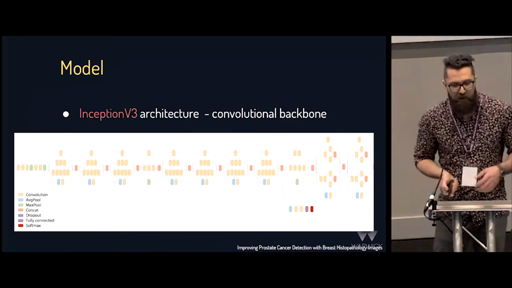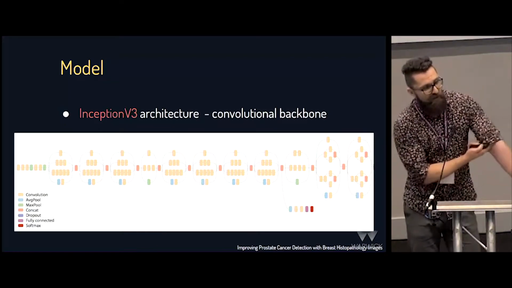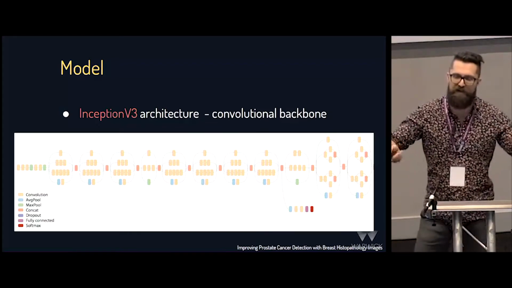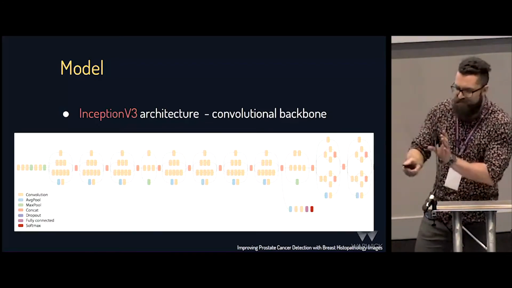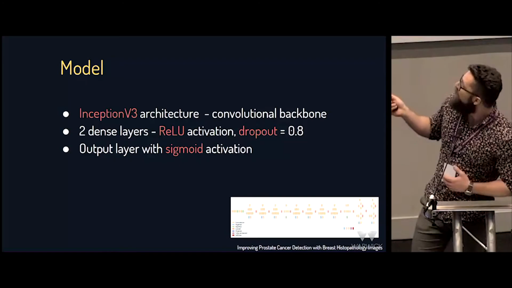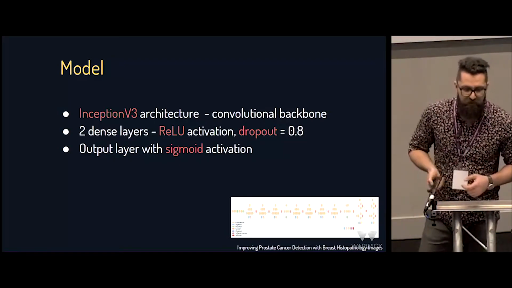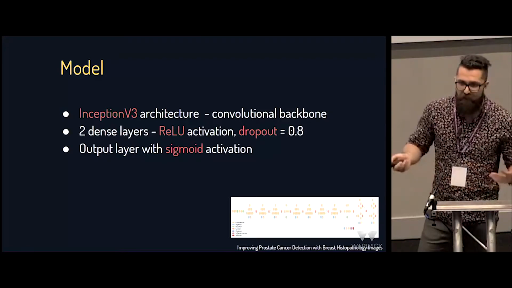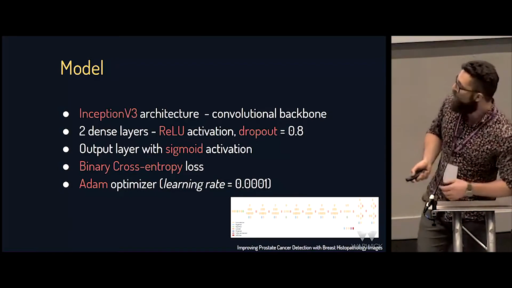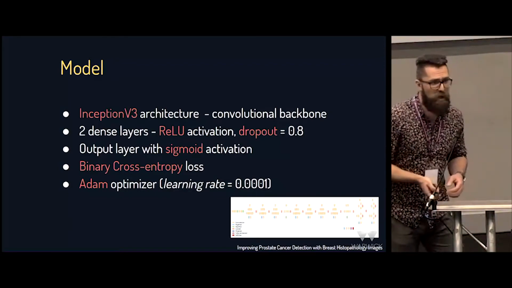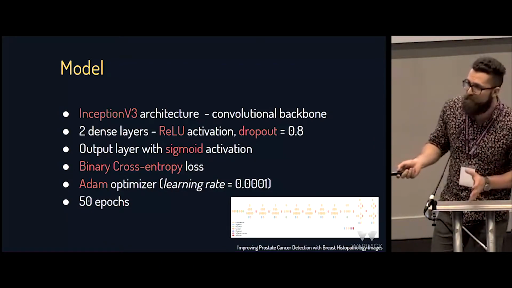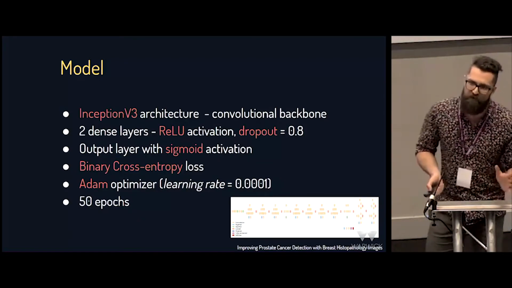Pretty straightforward. Our model is based on the Inception version 3 algorithm. The kicker is that you need to use the convolutional backbone as pre-training, so we remove the dense layers at the end. We add our own dense layers with rectified linear unit activations and a dropout rate of 0.8. Then the output layer is simply sigmoidal. We try to minimize binary cross entropy with the Adam optimizer with a 10 to the minus 4 learning rate. We run our algorithms for 50 epochs, and of course we take the model which has the lowest validation error.